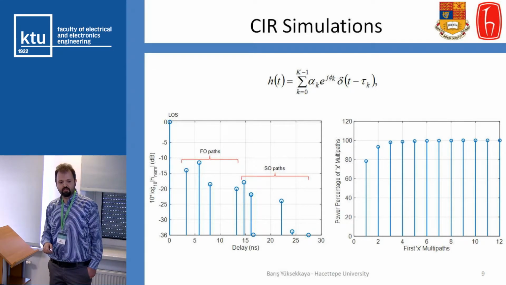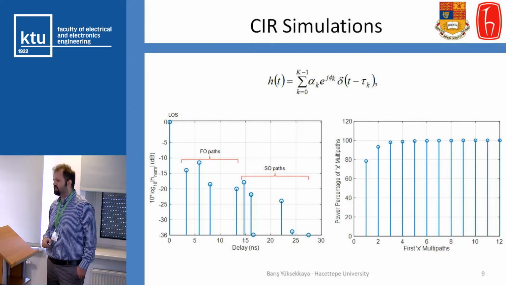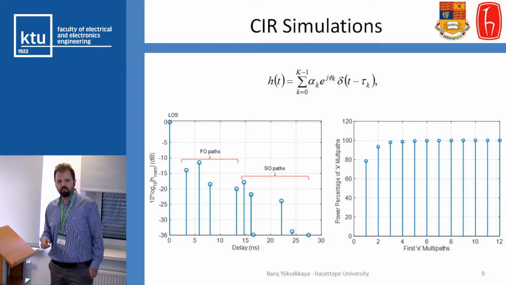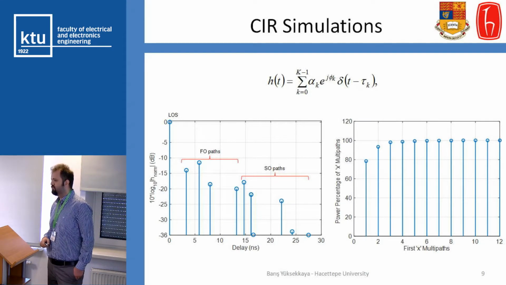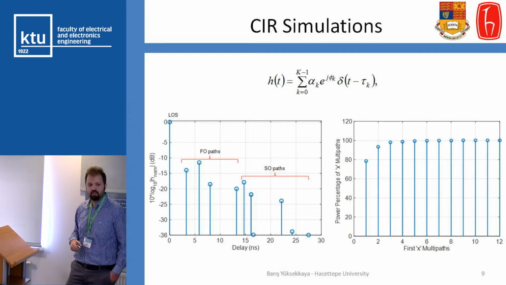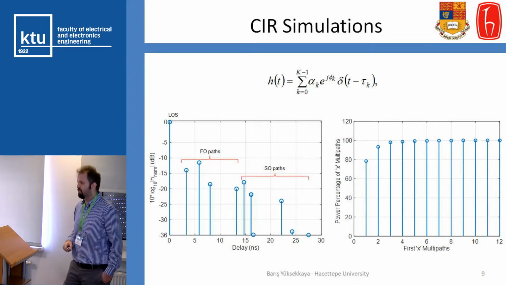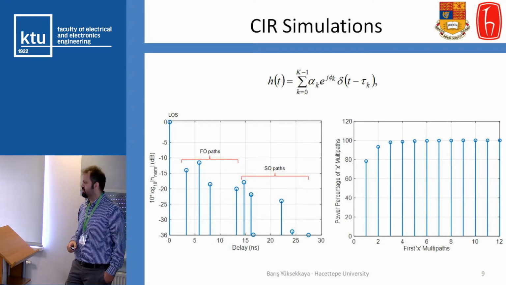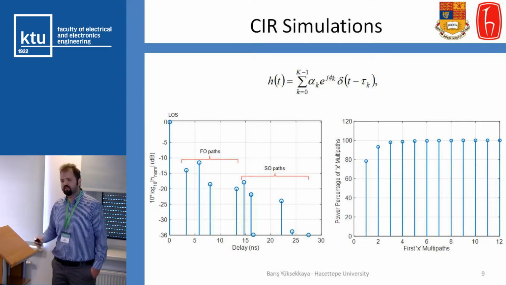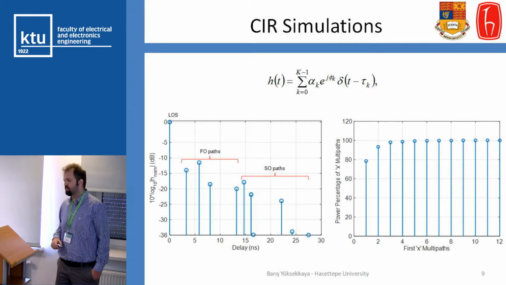What does this mean? This means that the first 2 multipaths have almost 95% of the power that is included in the channel, or the first 4 multipaths have almost 99% of the power that the channel has. So this means that we can neglect the second order paths, because these paths don't contain even 1% of the power that is included in the channel. So in the next channel models to be done, the line of sight path and the first order path should be considered.